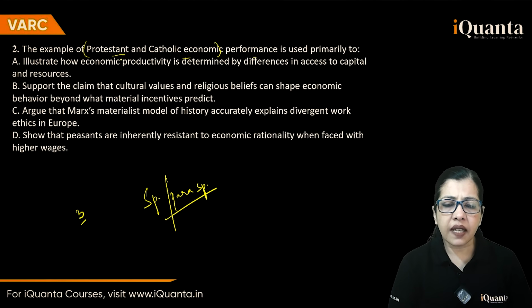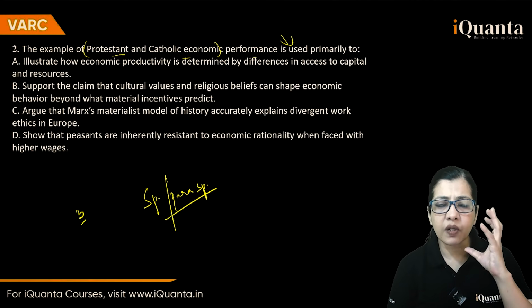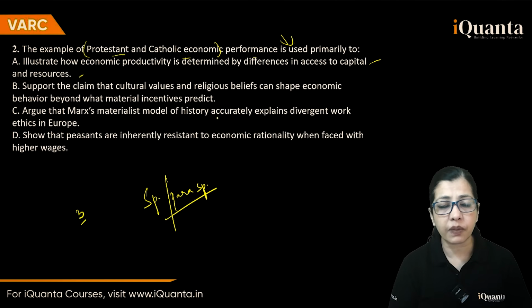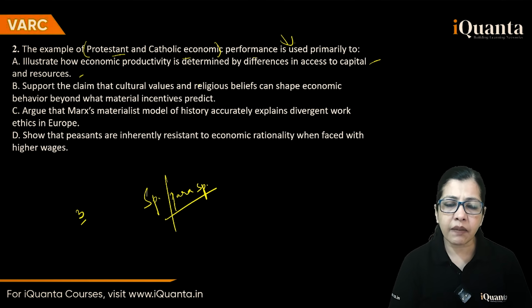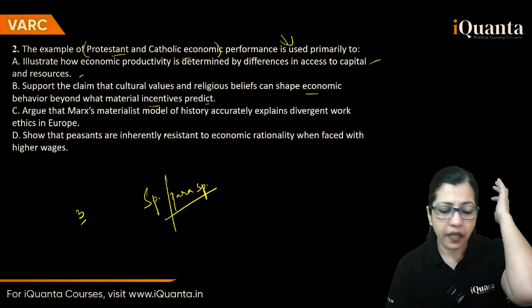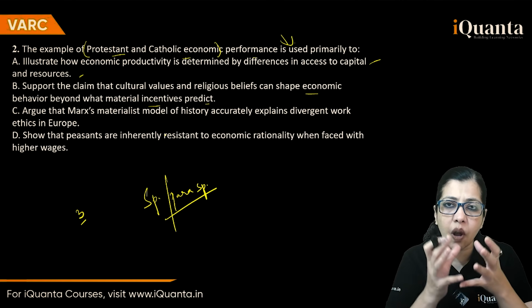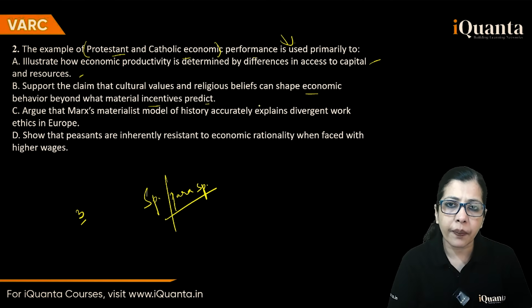Now, the example of Protestant and Catholic economic performance is given by the author. Why? What is it trying to drive home? Option A: illustrate how economic productivity is determined by differences in access to capital and resources. I'll keep this, it seems good. Option B: support the claim that cultural values and religious beliefs can shape economic behavior beyond what material incentives predict. The preceding paragraph's line says clearly that one example will show you the drawback of holding such a materialistic thought. So this is good. Shape economic behavior beyond what material incentives predict, right?